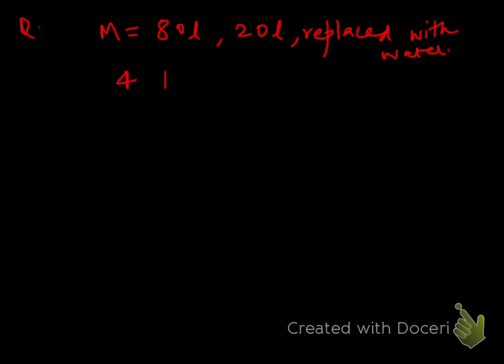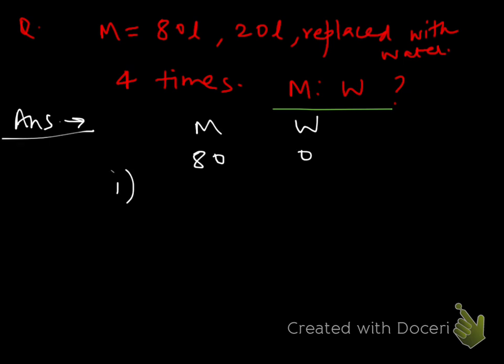Let's do another example before we wind up this lecture. Let's say a similar question. Milk, you were given this time to be 80 liters, 20 liters of it replaced by water, and then let's say we repeat this process 4 times. Similar question to the previous one, just to make sure that you understood the concept. You have to find the ratio of milk to water after you've iterated it 4 times. Initial quantity of milk and water was 80 to 0.